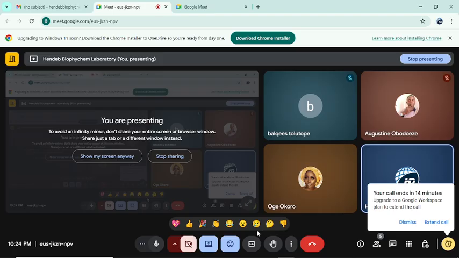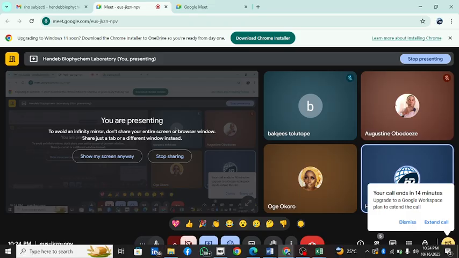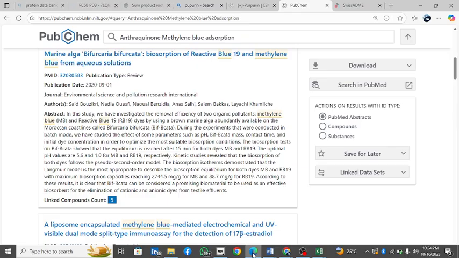But there is nothing AI cannot do. So we can just tell AI that we need anthraquinone compounds that have been tested against methylene blue absorption to give us their absorption efficiency. Maybe some persons must have worked on them which we don't know. Once AI gives us those results, we can now validate it, check how true it is.